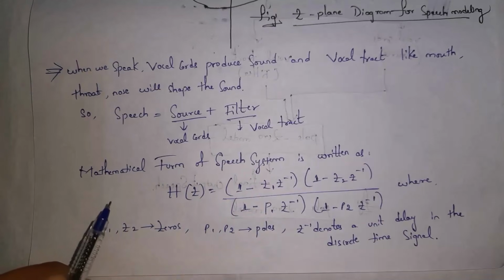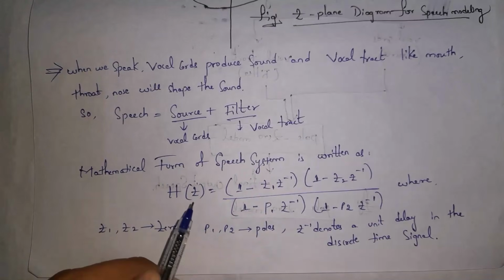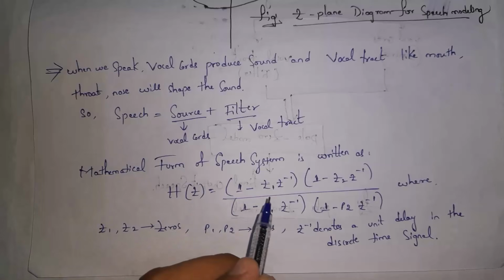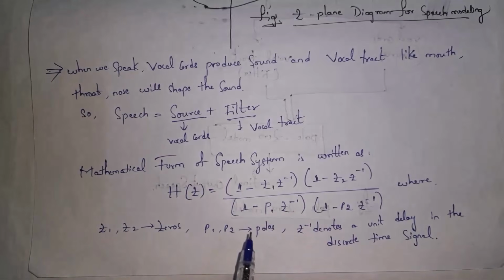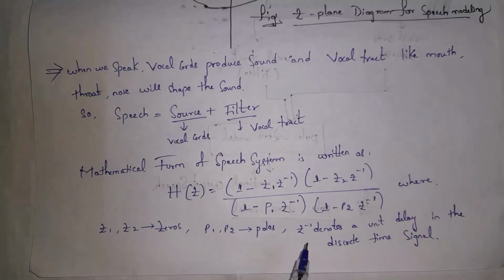And the mathematical form of the speech signal can be written as H(z) = (1 - z1 z^-1)(1 - z2 z^-1) / ((1 - p1 z^-1)(1 - p2 z^-1)), where z1, z2 denote zeros and p1, p2 denote poles, and z^-1 denotes a unit delay in discrete time signal. That is, whenever we speak, our voice will not reach the other person immediately. It will take some time. We call that time delay, and this z^-1 denotes delay in discrete time signal.